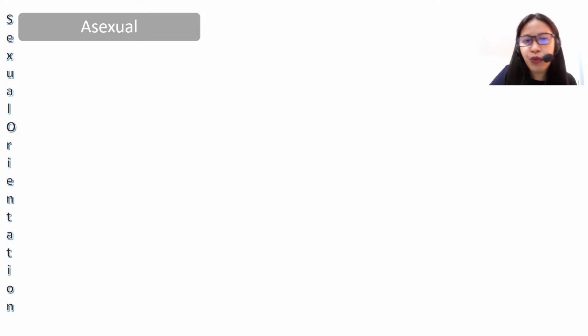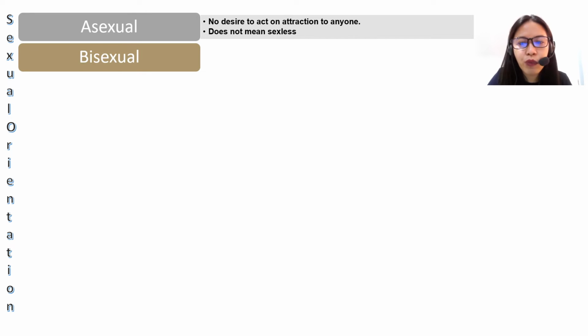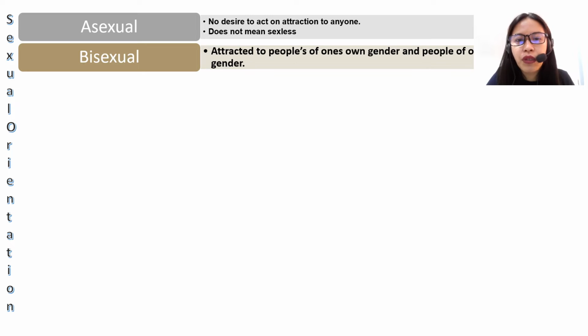Maybe most or some of you may know what asexual is, but asexual people are those who do not have desire to act on attraction to anyone, but it does not mean they are sexless, ano? Ibig sabihin nun, although they are not attracted to anyone, meron naman silang sex life. So we call them asexual. And the other one is what we call bisexual. Comparatively to asexual, bisexual people are attracted to people of one's own gender and people of other gender.